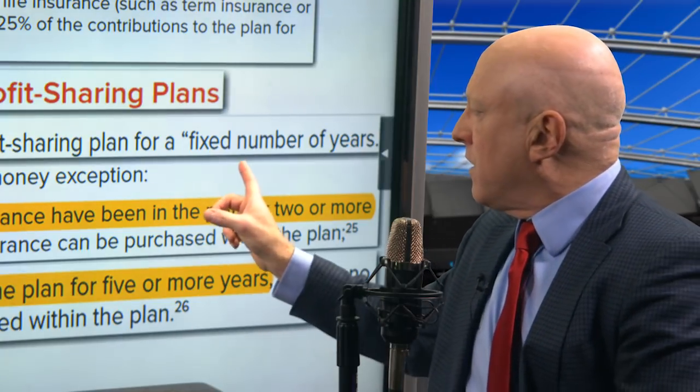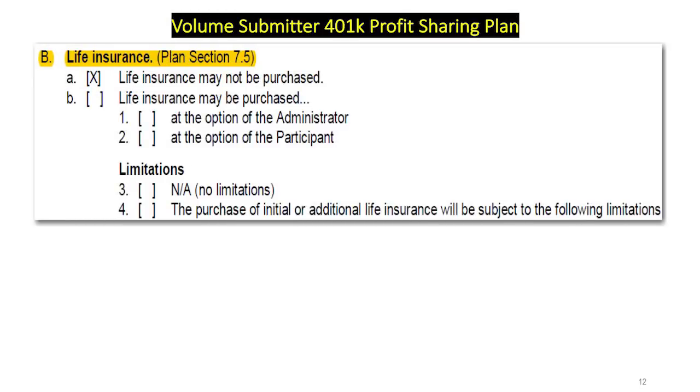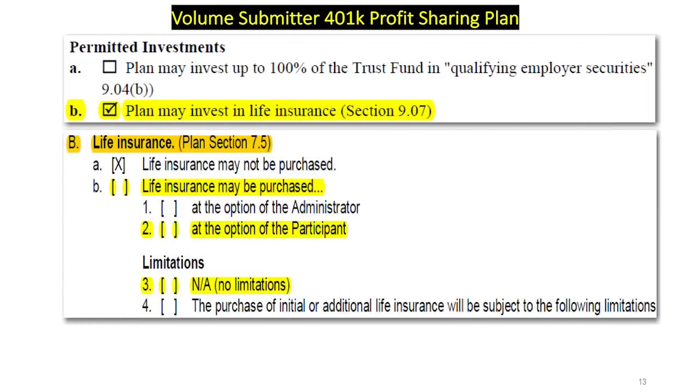Usually, Steve, this is an actual case for a dentist of mine. He's my dentist. Their volume submitter 401k profit sharing plan document looks like this, and 99% of them out there look like this: life insurance may not be purchased. Well, in order to make what we're going to talk about work, we have a new adoption agreement with these boxes checked: yes, it may be purchased at the option of the participant with no limitations.